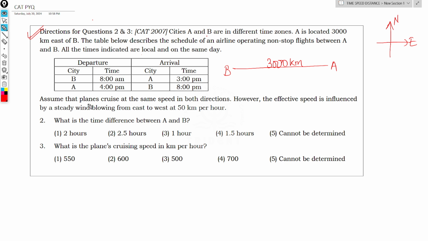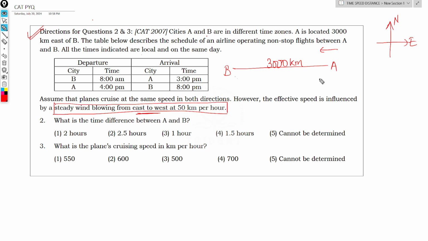Now it is given that the plane cruises at the same speed in both directions, so it goes from B to A and then A to B, obviously. However, the effective speed is influenced by a steady wind blowing from east to west. This is also an interesting idea. East to west at 50 kilometers per hour. What that means is that the direction of the flow of the current is from east to west, in this direction. So that means this is the direction of downstream and B to A is upstream.